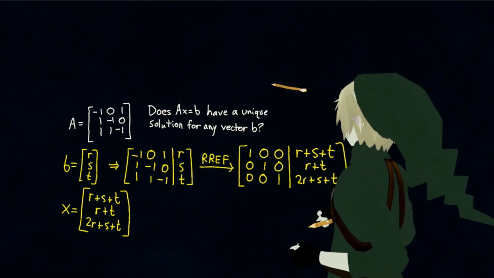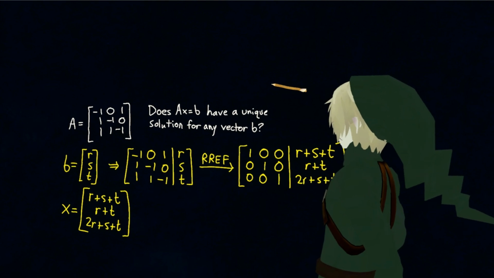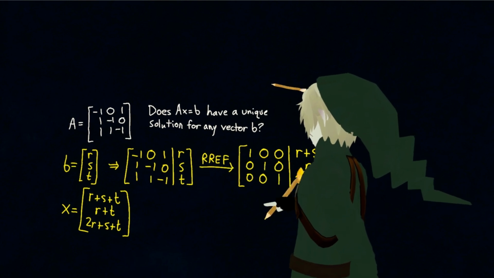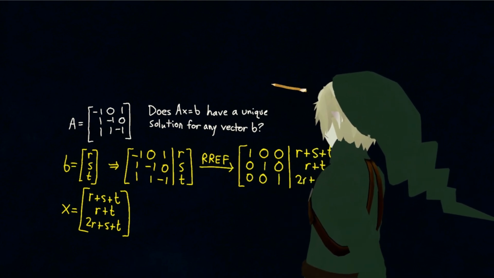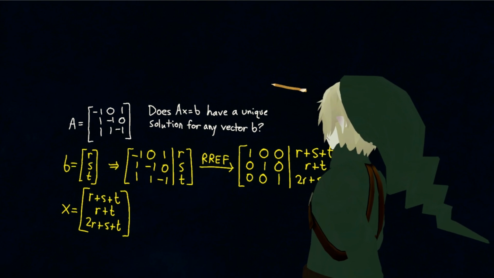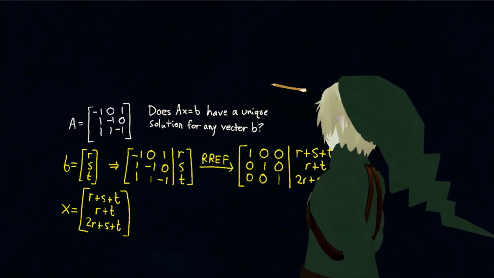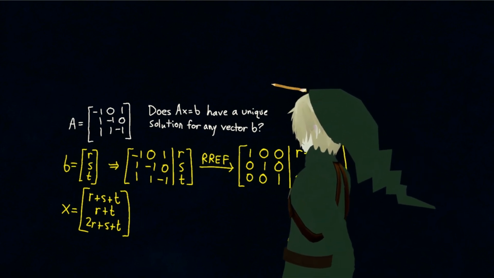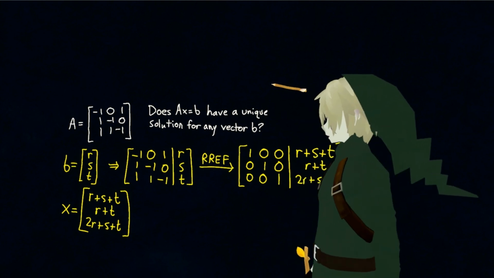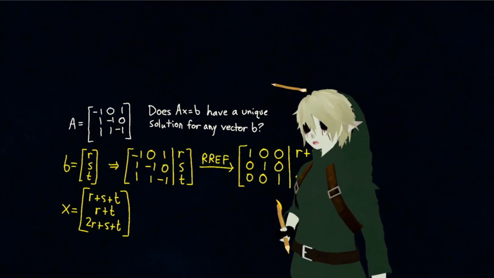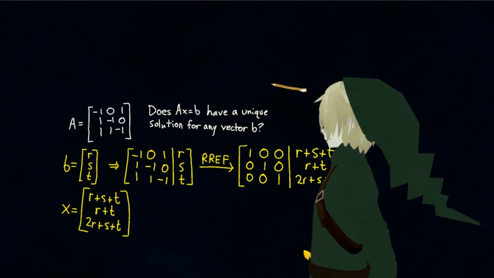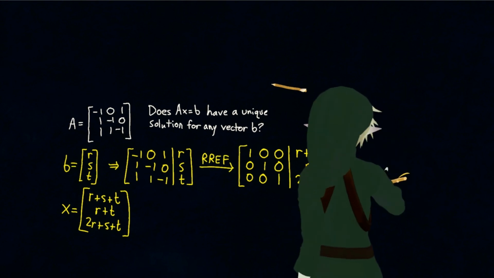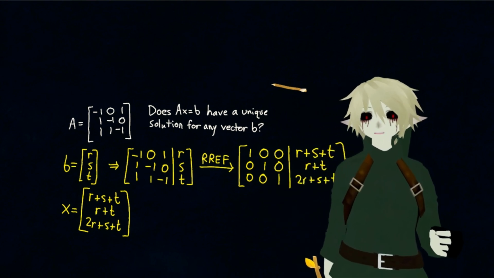So, if I plug in 1, 2, 3, so like if my vector b was equal to 1, 2, 3, then my vector x would equal 6, 4, and 7. Yeah, 6, 4, and 7. That would be my answer for x. And x is only equal to that vector 6, 4, 7. Right? It's a unique solution. Okay? No free variables. So that's how we go about this type of problem.